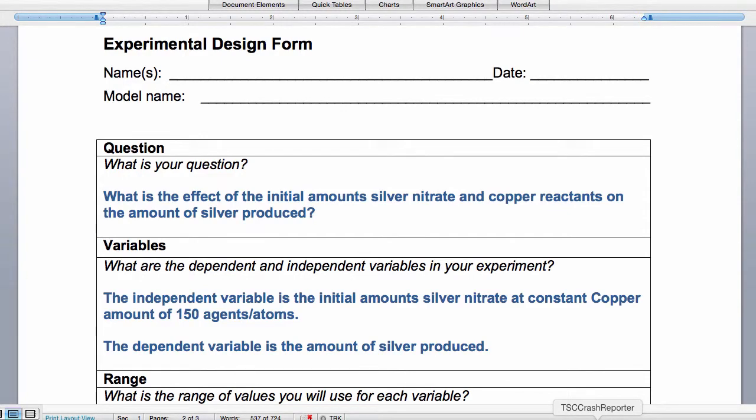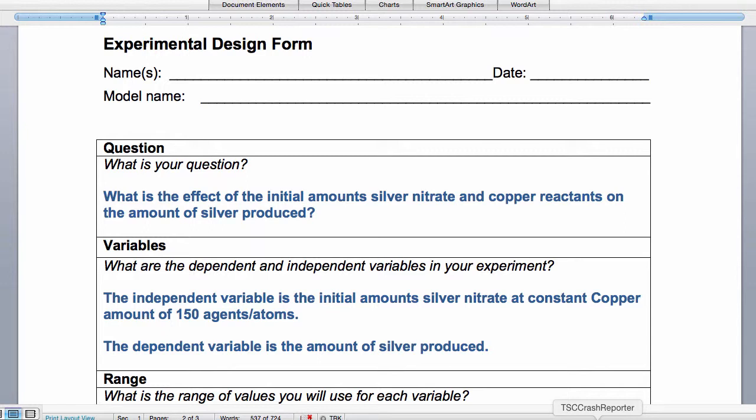Hi, welcome back. Now that you are ready to run an experiment using the chemical reactions model, I want to give you an example on how to use the experimental design form. This form will help you design a more complete and comprehensive experiment. So we're going to start with a question.